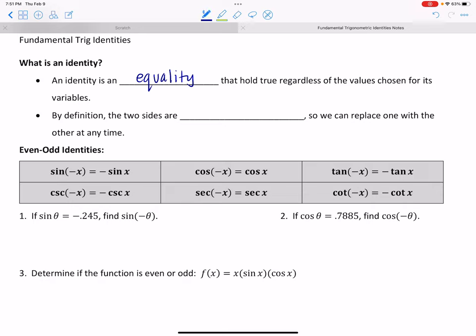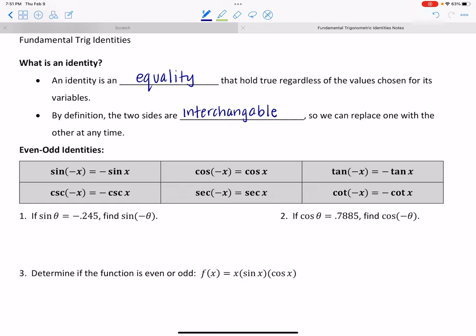So if we have an identity, the two sides of that equation, in that identity, in that equality, they're interchangeable. And I don't know if I made this blank long enough, so I'm sorry. Interchangeable. I fit it there, but you're going to have to write tiny. All right, so we can replace one side with the other at any time.